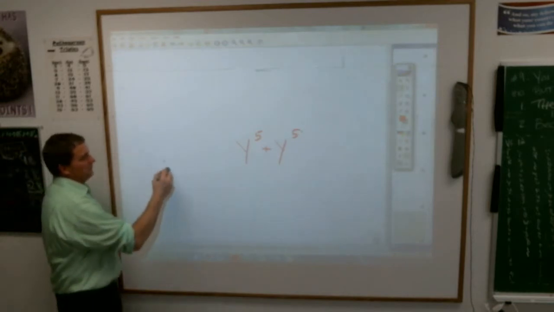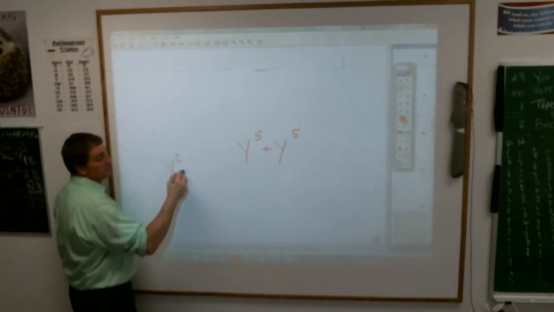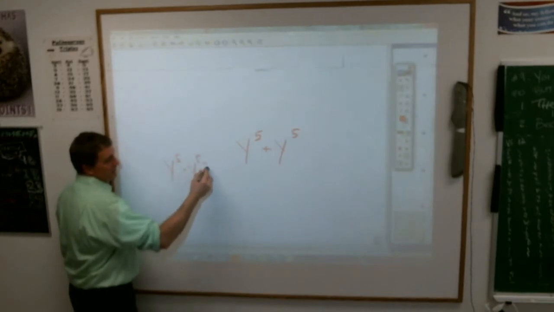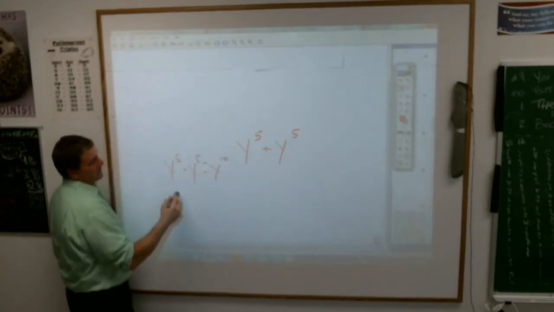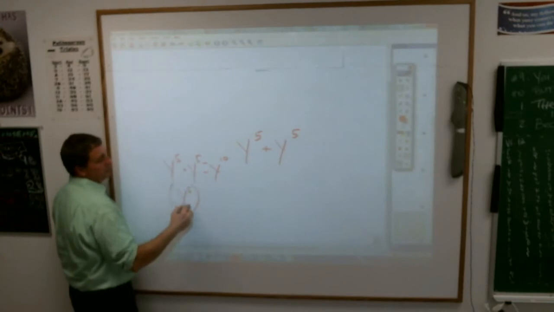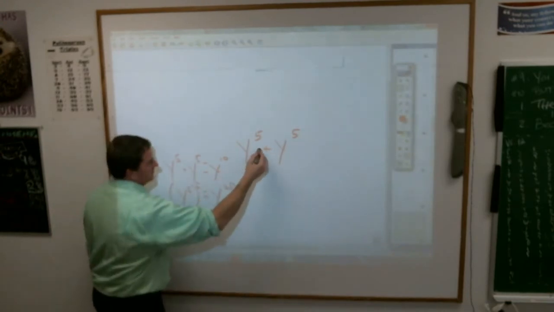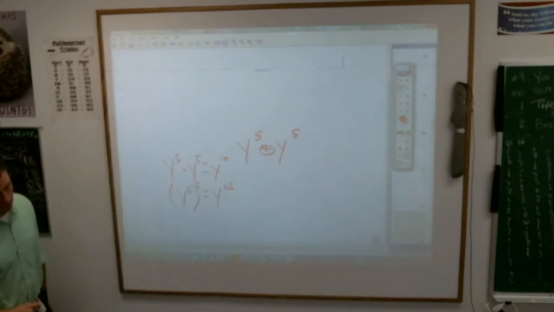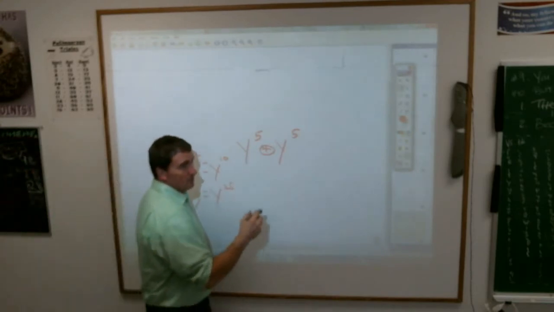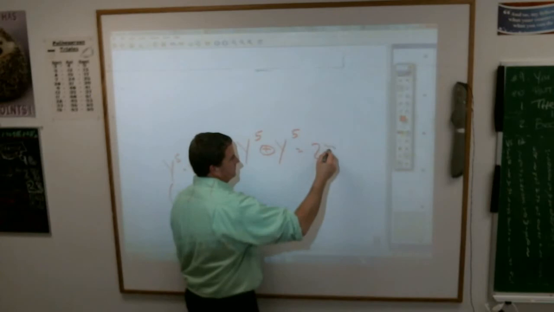Here's what you're thinking. First time you thought this, y to the 5th times y to the 5th, that is, in fact, y to the 10th power. The second time you thought y to the 5th to the 5th power, that is y to the 25th power. This is adding y to the 5th plus y to the 5th, you get 2y to the 5th.